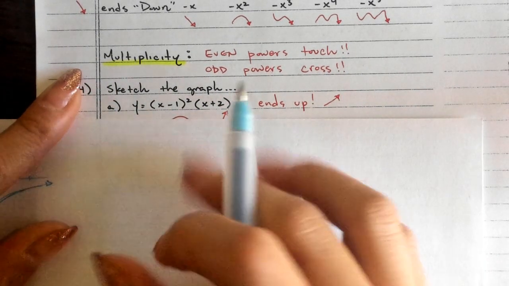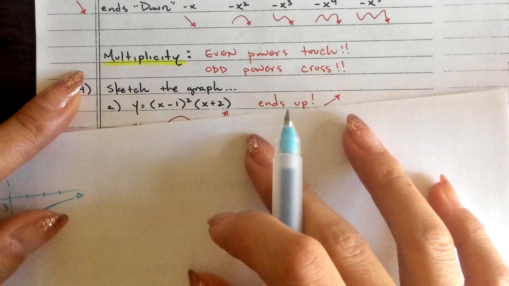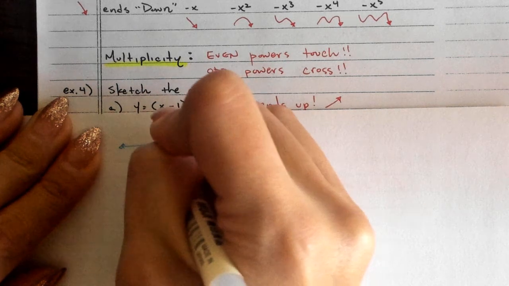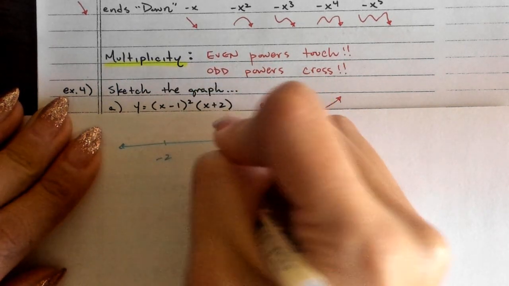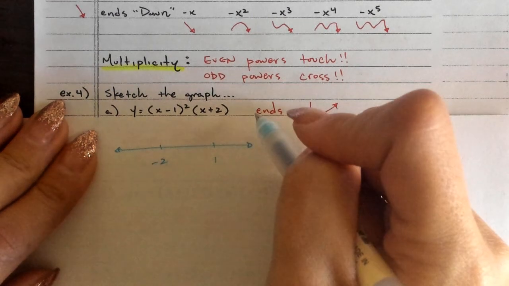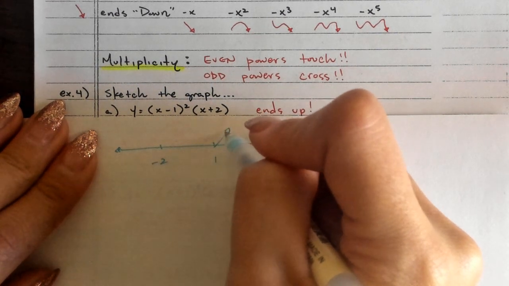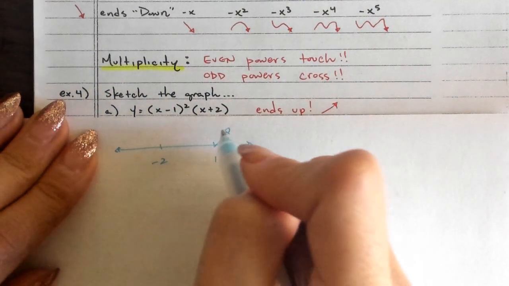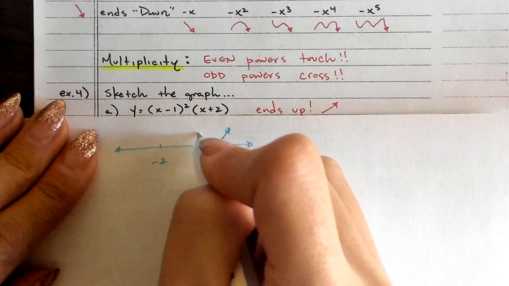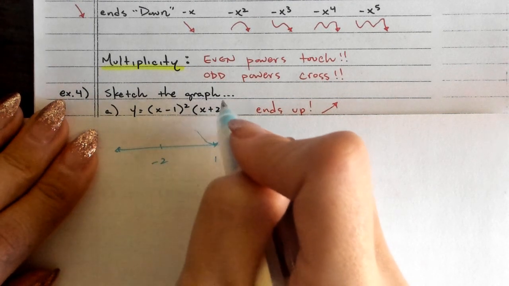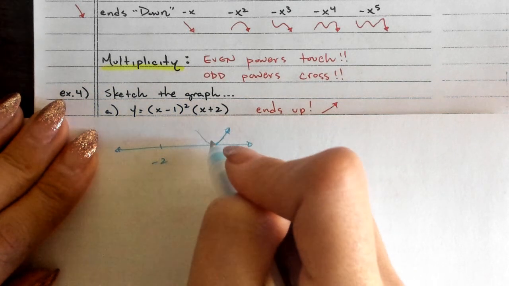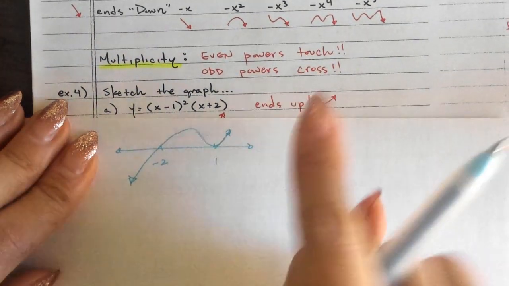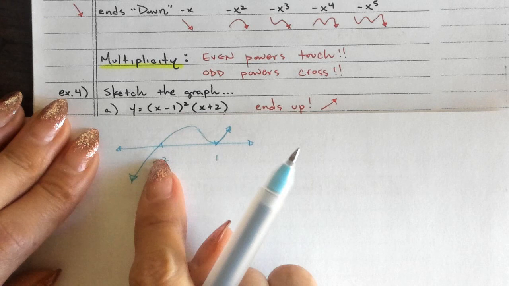Okay, so what I'm going to do is, well, I already drew it, but I would draw my number line. I have a 1 and I have a -2. So -2 goes here, 1 goes here. And then what I know is it ends up. So it ends up like this. And then what happens at 1? It's even, so it touches. So it ends up and then it stays there, it just touches. What happens at -2? The multiplicity is 1, so it crosses. So this is going to cross. Okay. This ends up, which is how I started it, and then it touches, and then it crosses.